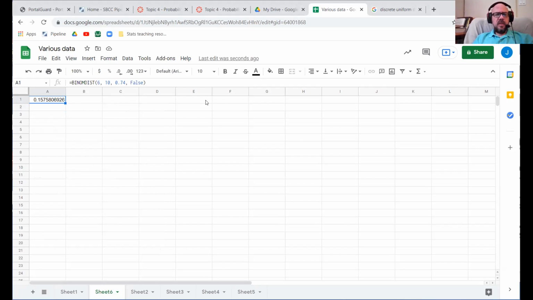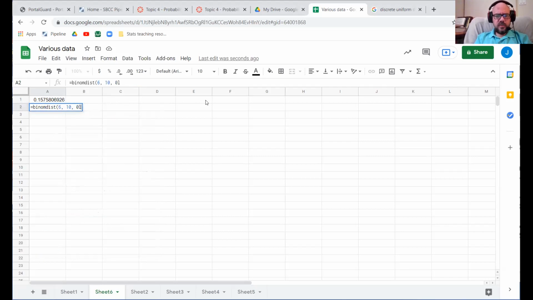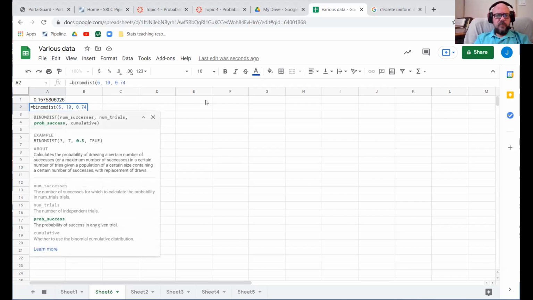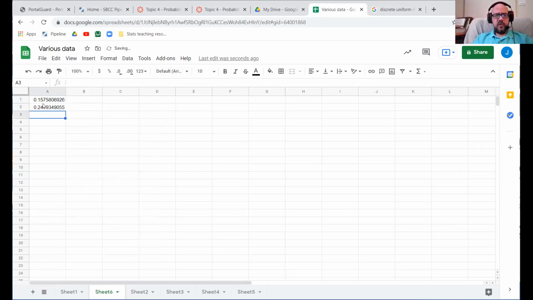Okay. Now, let's see if we wanted to do the cumulative one, the probability that x was less than or equal to 6. Same thing: 6 successes and 10 trials with a 74% chance of success, cumulative true. So same thing we found, 24.79%.